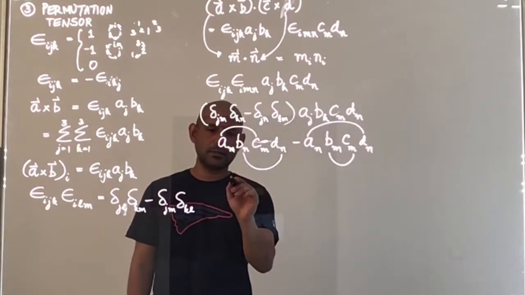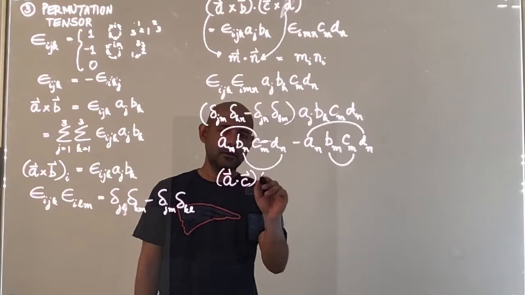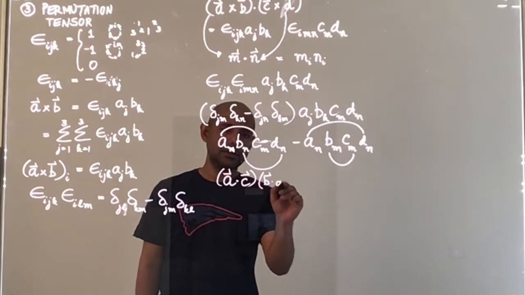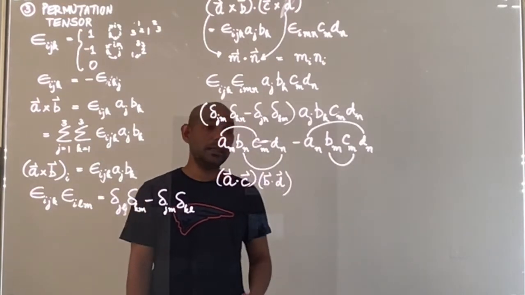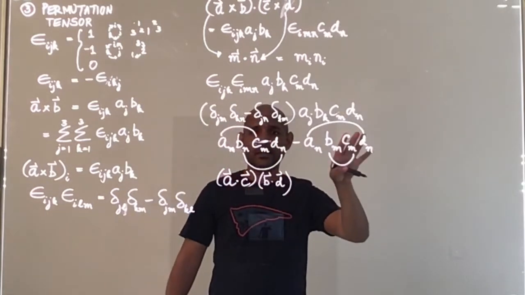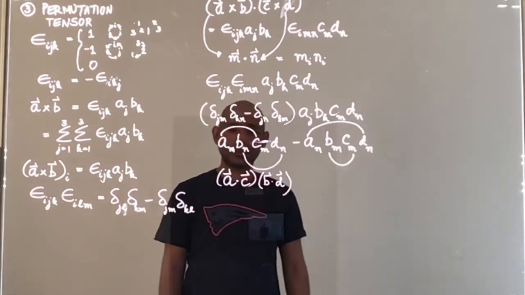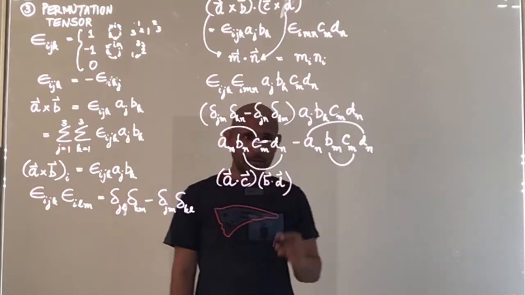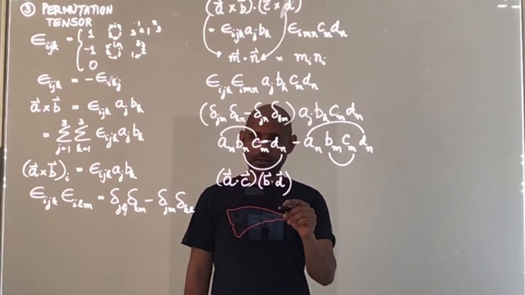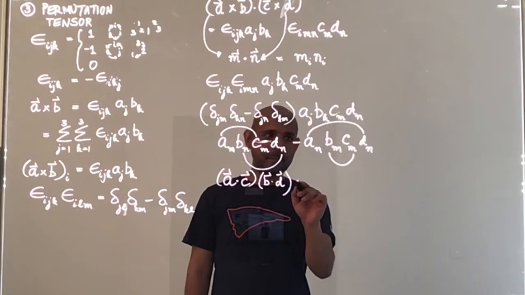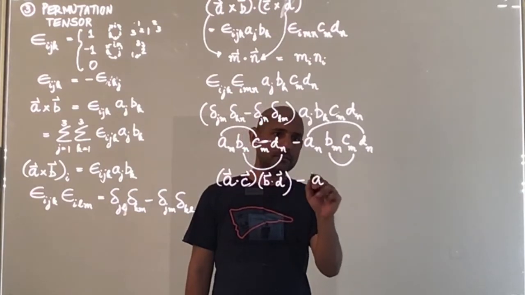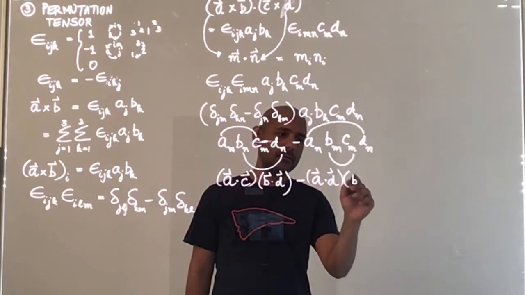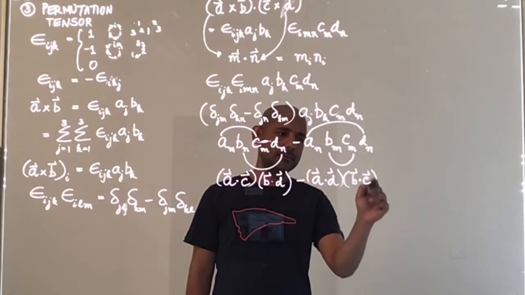So this is A dot C multiplied by B dot D. In index notation, you stop here. This is your answer. But we will bring it back to the vector notation so that those of you who remember your tortured childhood with vectors may recognize this. Minus A dot D multiplied by B dot C.